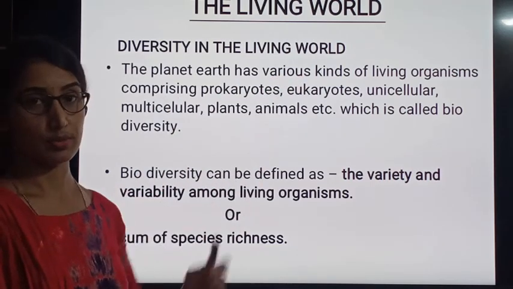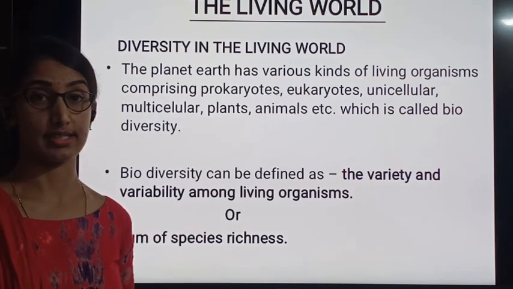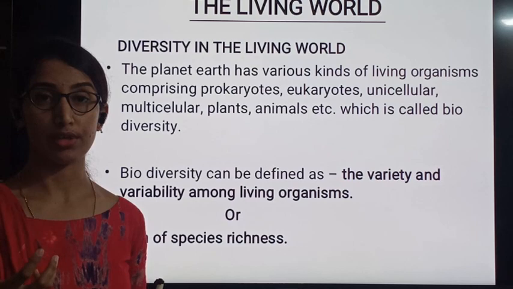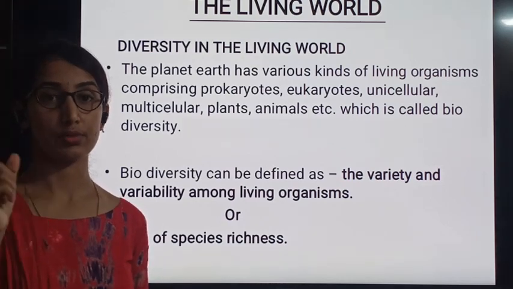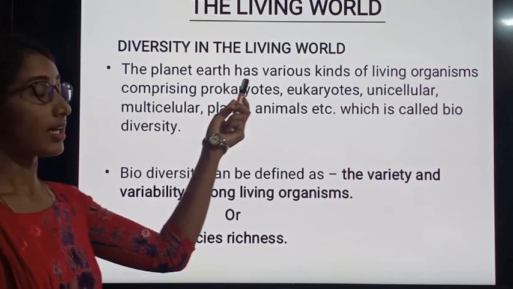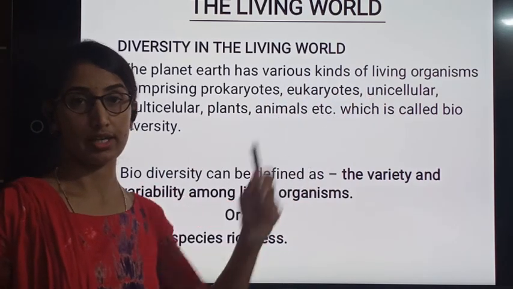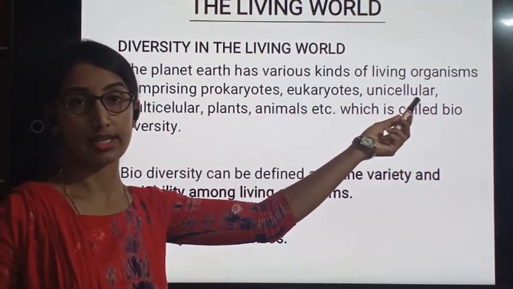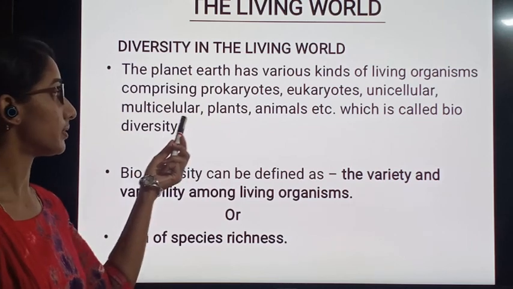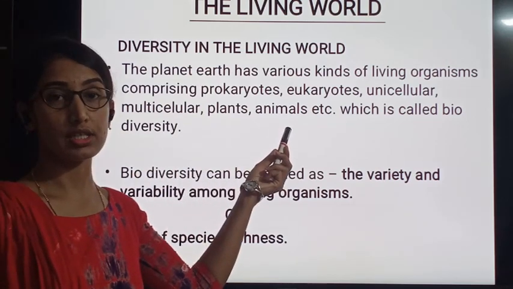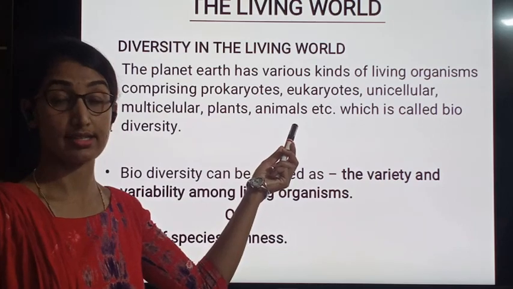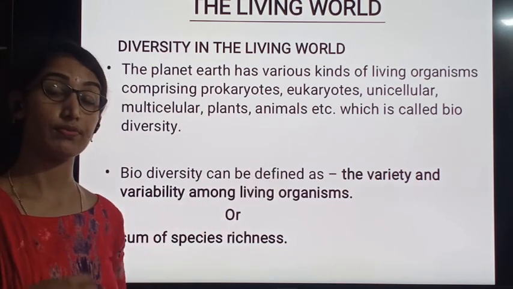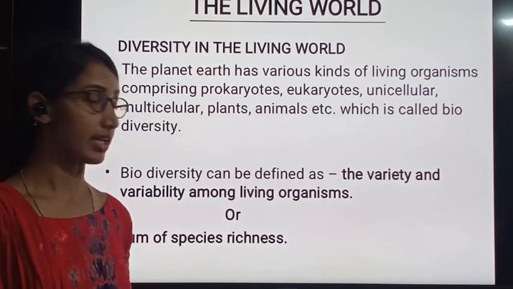Diversity in the living world. What do you mean by diversity? Diversity means variety and variability among the living organisms. We call it diversity. Our planet Earth has various kinds of living organisms like prokaryotes, eukaryotes, unicellular organisms, multicellular organisms, plants, and many of the higher and lower animals, etc. Like this, Earth consists of all different kinds or different varieties of living organisms.